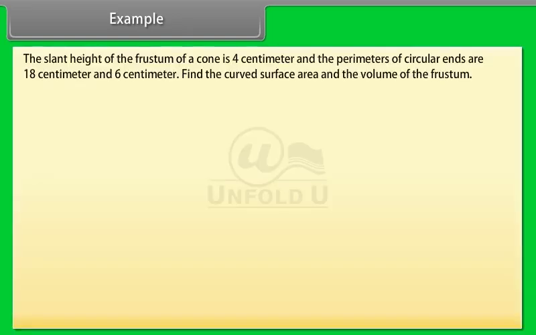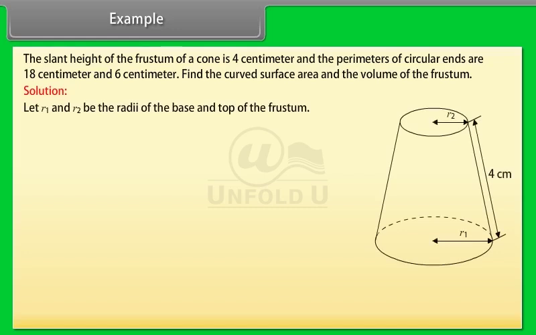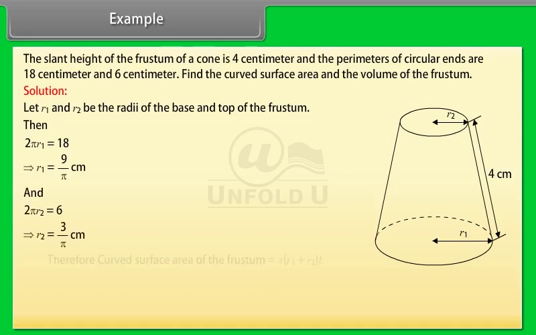Example: the slant height of the frustum of a cone is 4 cm and the perimeters of circular ends are 18 cm and 6 cm. Find the curved surface area and the volume of the frustum. Solution: let R1 and R2 be the radii of the base and top of the frustum. Then 2 pi R1 equals 18, which implies R1 is equal to 9 upon pi centimeter, and 2 pi R2 is equal to 6, which implies R2 is equal to 3 upon pi centimeter.